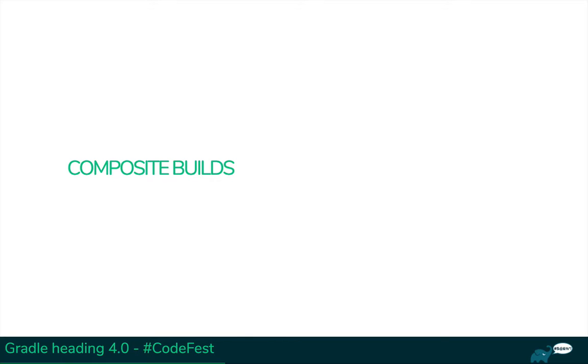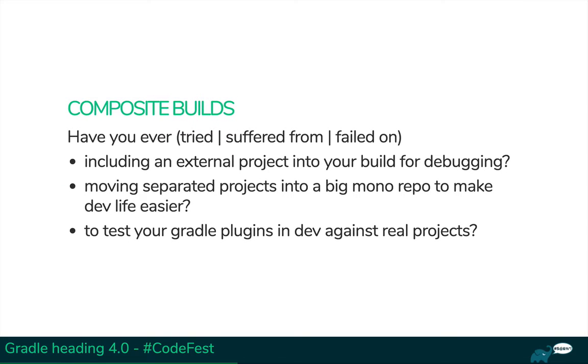So let's leave performance aside and talk a bit about how your build looks like. So I'm going to talk about composite builds and I'll explain what I mean by that in a minute. Have you ever tried to include an external project in your build for debugging? Like you have that open source library and you're hunting down that bug and you're wondering, is it my issue? Or it must be in the third party plugin?